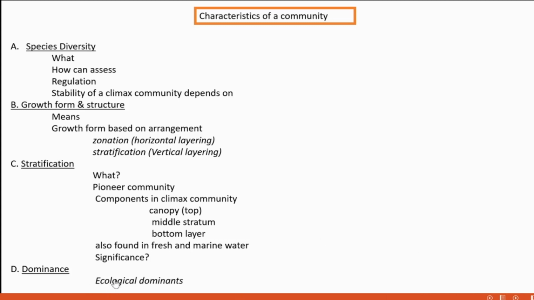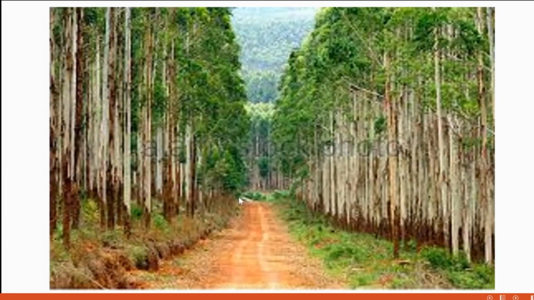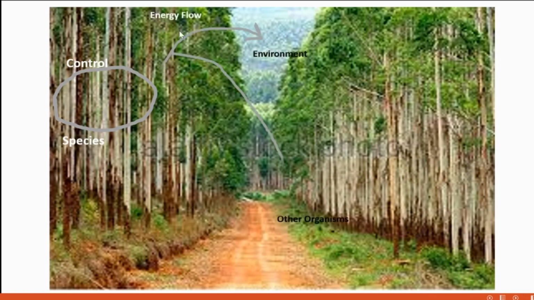Then dominance. Which plant group or which animal is dominant in a particular community? That is ecological dominance. Here in this picture you can see this plant is dominant. This species controls the energy flow to the environment and to other organisms, because it determines how much energy should flow to the environment and how much to pass to other organisms. It is determined by that dominant species. That phenomenon is called ecological dominance.